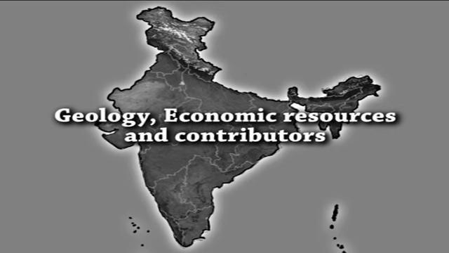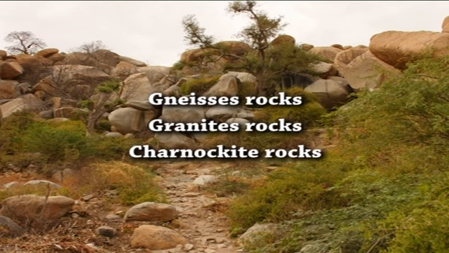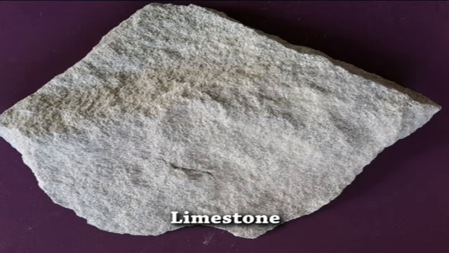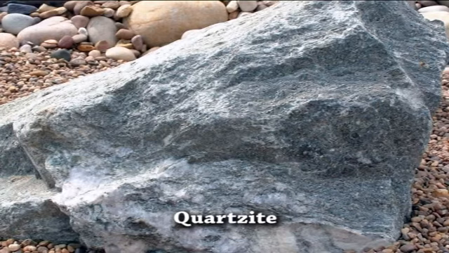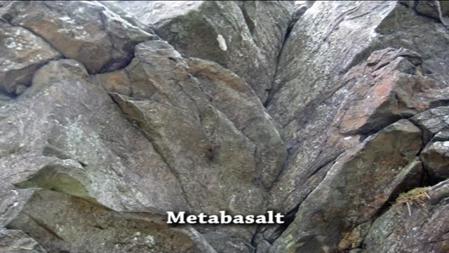Geology, economic resources and contributors. There are 4 main types of geological formations in Karnataka. The Archean complex made up of Dharwad schists and granitic gneisses. These cover around 60% of the area of the state and consist of gneisses, granites and charnockite rocks. Some of the minerals found in the region are dolomite, limestone, gabbro, quartzite, pyroxenate, manganese and iron ores and metabasalt.